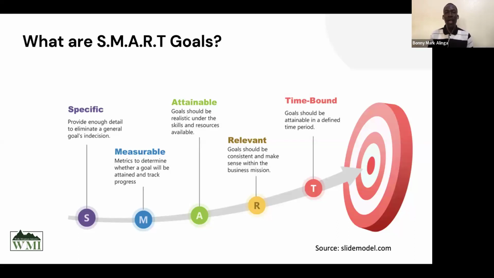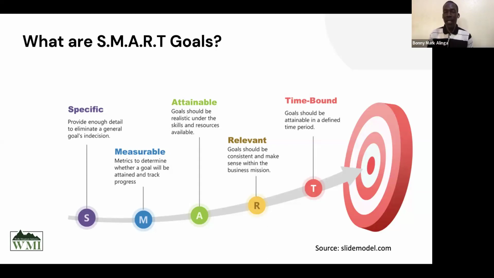And as we look through the acronyms of a SMART goal in its entirety, we are looking at this being specific, which provides the detailed elimination of a general goal that you have set. Like, I want to make profitability, but how do I increase my profitability as a business without being very specific? How will I make the profitability increase in this particular year? It must have the metrics to determine whether a goal will be attained, the way you are going to track your progress.